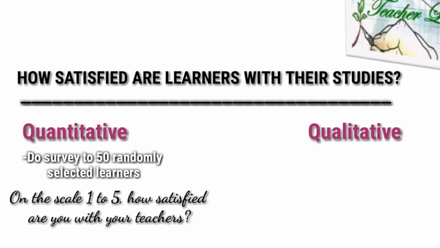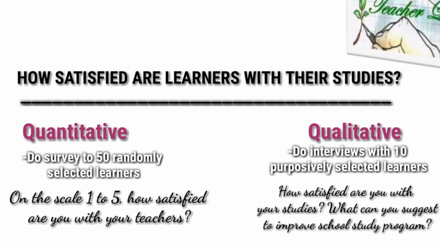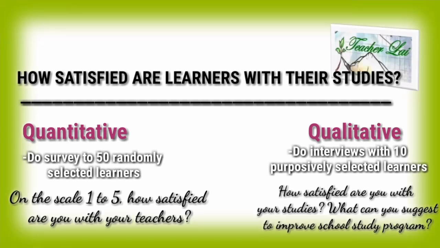But if you want to use qualitative approach, then you may conduct interviews to the 10 selected learners from ABM strand and ask them open-ended questions like, how satisfied are you with your studies? Or, what can you suggest to improve school study program? Then, you will transcribe interviews and look for the patterns or recurrent themes.